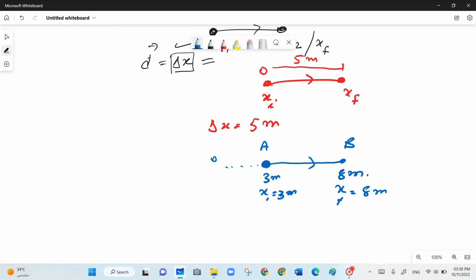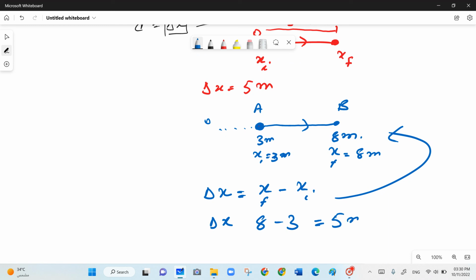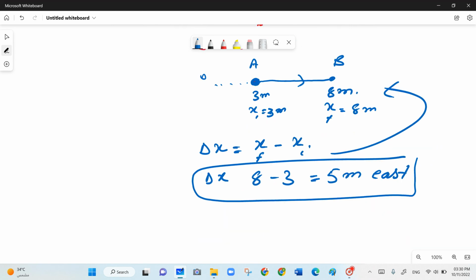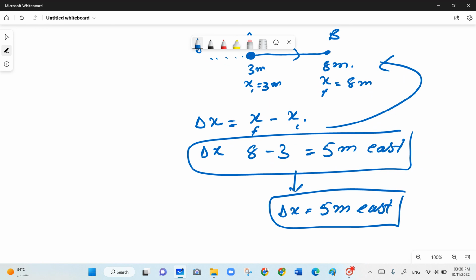Then, with direction, what will be the displacement? For displacement, use the equation delta x equals the final position xf minus the initial position xi. Replacing the values, x final is 8 minus 3, which equals 5 meter towards east. Simply, delta x is equal to 5 meter towards east. This is another aspect of displacement which we usually use in calculation work.